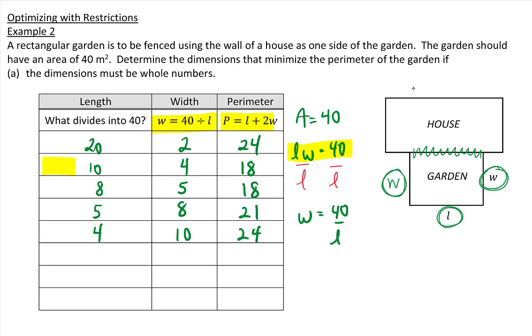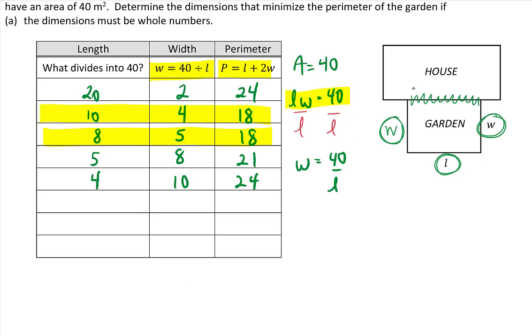So we can see to get the minimum perimeter, it's going to have to be one of these two constructions. It's going to have to be 10 meters long by 4 meters wide, or 8 meters long by 5 meters wide. Therefore, the dimensions that minimize the perimeter are either going to be 10 by 4 or 8 by 5.